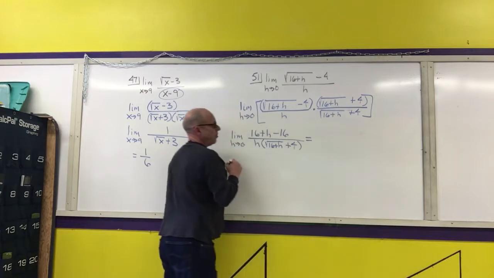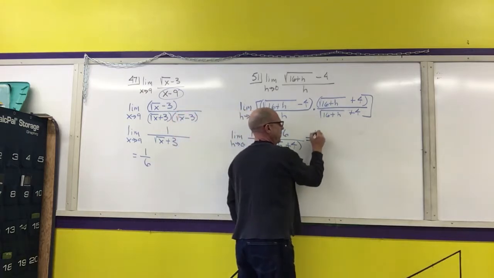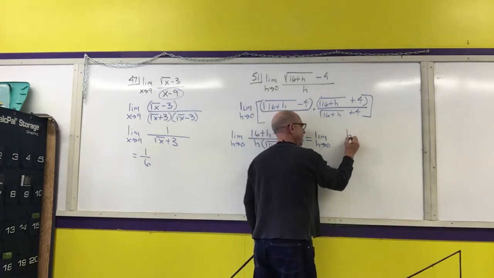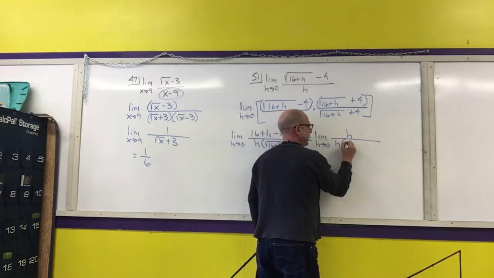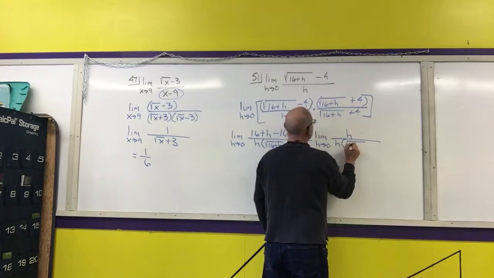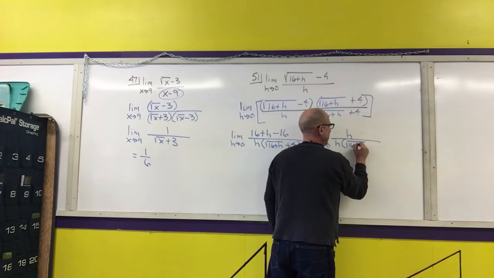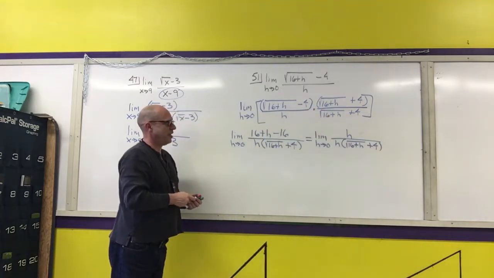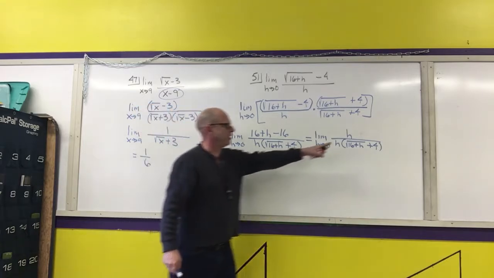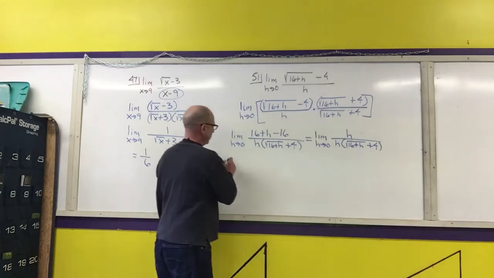So I want to simplify what I can in the numerator. 16 minus 16 is 0. So I'm going to rewrite my limit as the limit as h approaches 0 of h, which is that h there, over h times the square root of 16 plus h plus 4. And now you'll see why I did not multiply out the denominator: because I have a common h in both the numerator and the denominator, which will cancel.